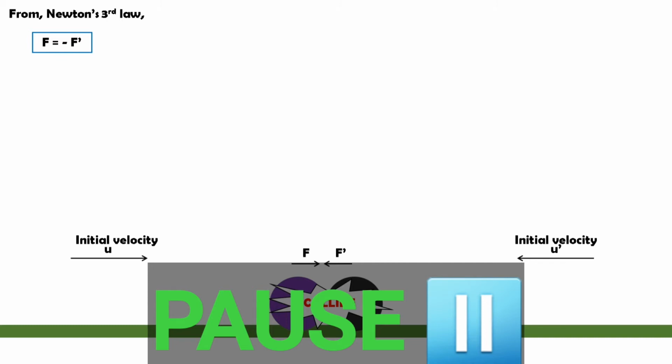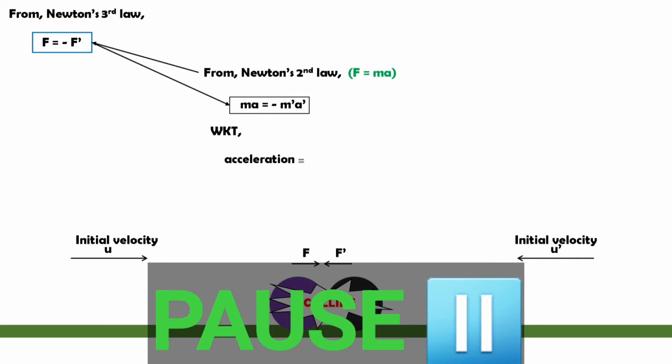Now from Newton's second law of motion, we can say that F is equal to m into a. Let's apply this to F is equal to minus F dash. We can write m a is equal to minus m dash into a dash. Now we know that acceleration is equal to change in velocity divided by change in time, that is nothing but the rate of change of velocity.